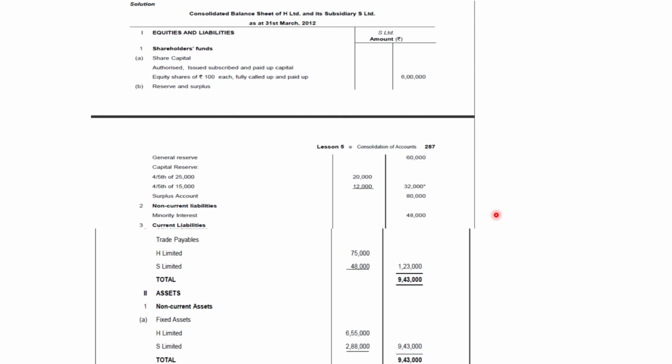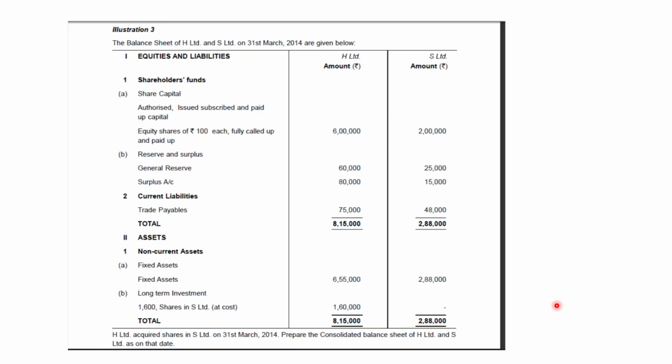And the capital reserve I have already calculated, 32,000. How? First of all, calculate 80% of 240. 240 is the net asset of subsidiary, and 80% of 240 shall be 1,92,000, and deduct from 1,92,000 the cost of investment 1,60,000. So 1,92,000 minus 1,60,000 shall be 32,000.